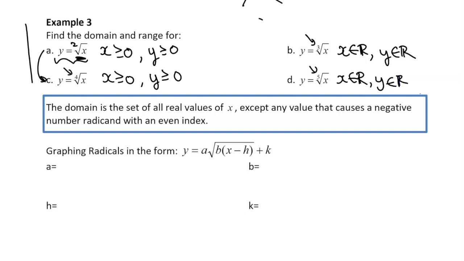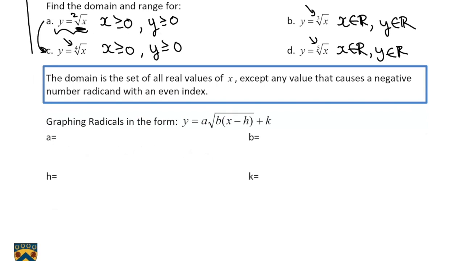And so right here we come up with the generalization. The domain is the set of all real values of x at all times except any value that causes a negative radicand with an even index. Okay, so we're looking at what are sort of good situations and what are bad situations, and we're saying here are the restrictions that we have for A and C and the restrictions that we have for B and D.